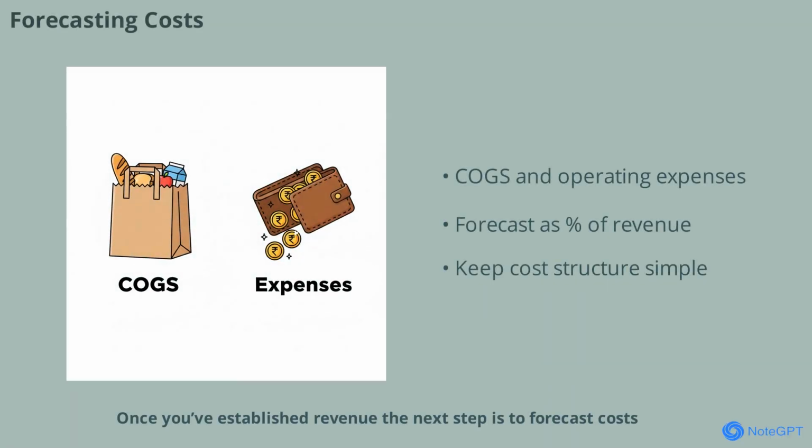Once you've established revenue, the next step is to forecast costs. Costs typically follow revenue and are divided into two main types: COGS, or cost of goods sold, which covers the direct costs to produce the product, and operating expenses, which include salaries, rent, and marketing. A simple way to forecast these is as a percentage of revenue. For instance, a company like Zomato might have COGS at around 45–50% of revenue. This method keeps your model manageable and ensures you're not bogged down by unnecessary details early on.